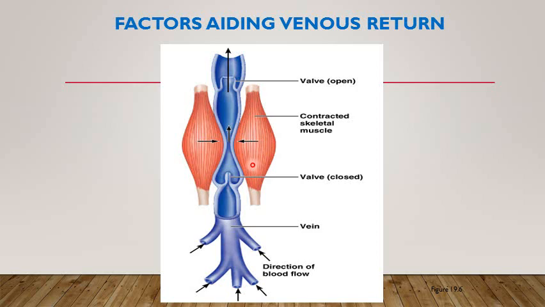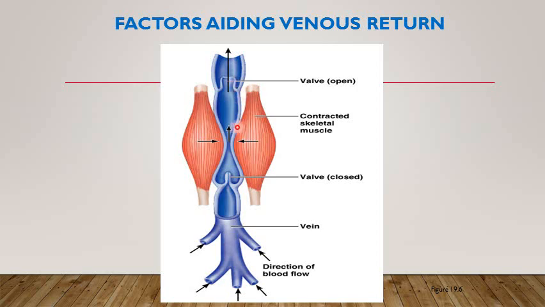The very important factor which helps in the venous return is definitely the skeletal muscles. The deep veins, which are mostly the medium veins, are surrounded by skeletal muscles. Their contraction helps to increase the venous return. The contraction of the muscle puts pressure and compresses the vein, and this helps in the increase in the venous return.